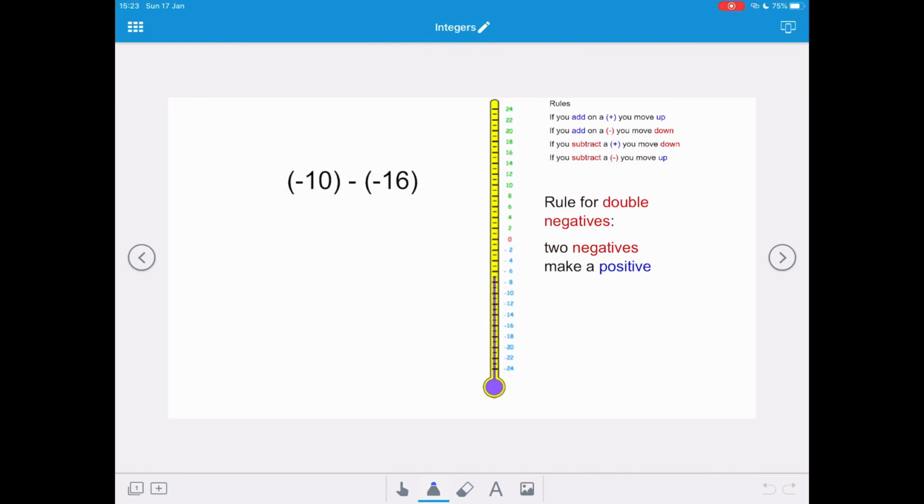Now we're going to do negative 10 take away negative 16. Our start position is negative 10, so we're going to find that on our number line. Then we're subtracting negative 16. So again, we're subtracting a negative number, so we're moving up. If we're moving up a number line, that means that we're adding on 16. So we can rewrite this with a single operation of negative 10 plus 16. We have to go through 0, so 10 of our 16 jumps are going to take us to 0. That means that we've got 6 left over. So our answer to negative 10 take away negative 16 is 6.